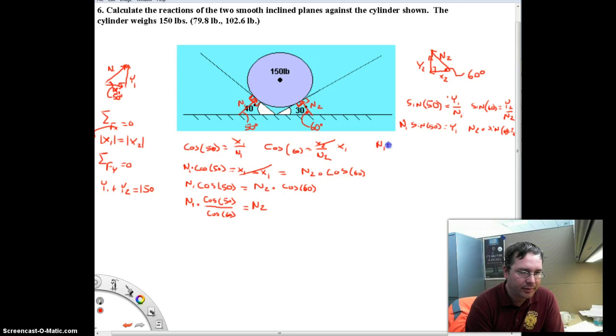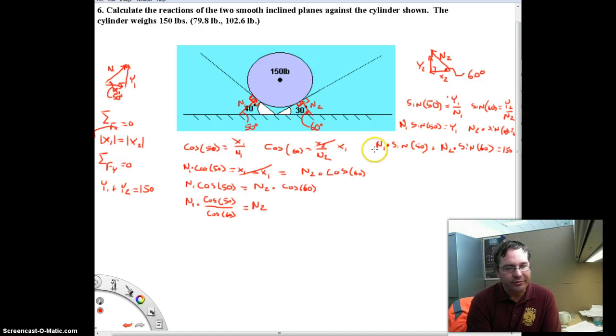n1 times the sine of 50 plus n2 times the sine of 60 equals 150. Now here's where the mathematical parlor trick comes in.